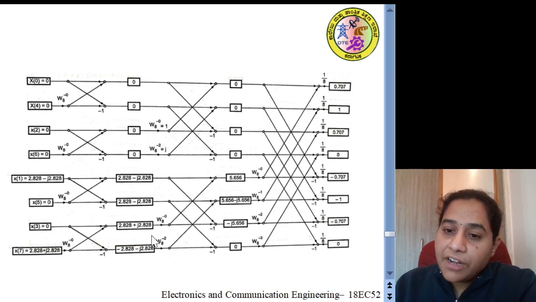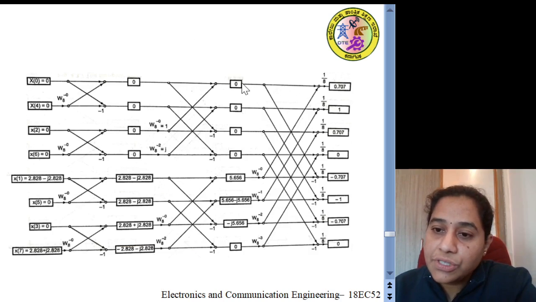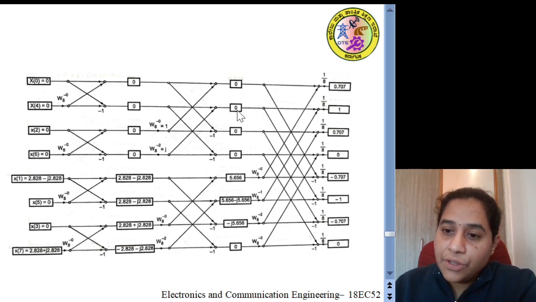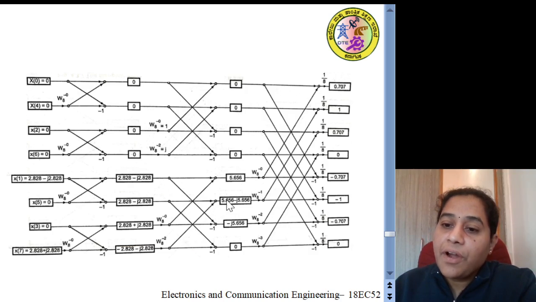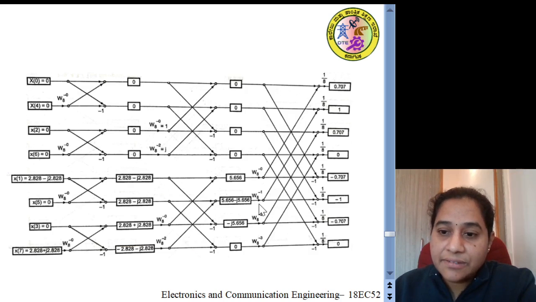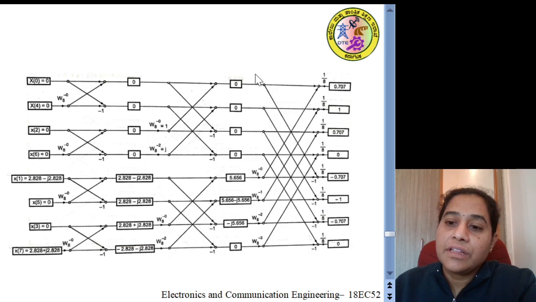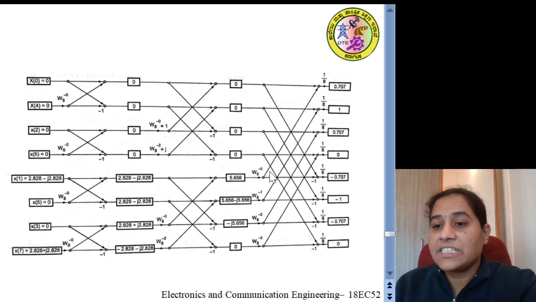So, after computing the second stage, we obtain the outputs as 0, 0, 0, 0, 5.656, 5.656 minus j 5.656, and 0. So now the output of this second stage is considered as input to the next stage.